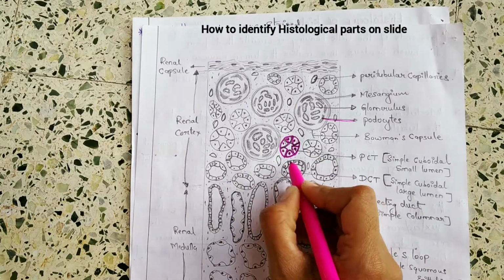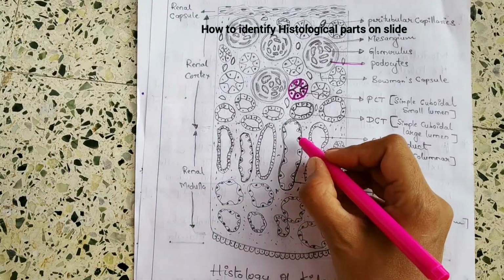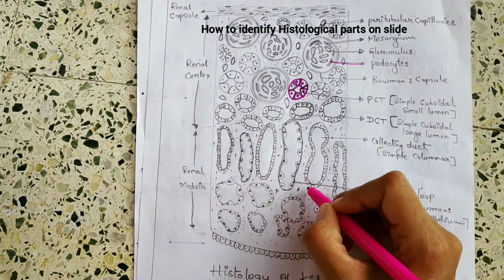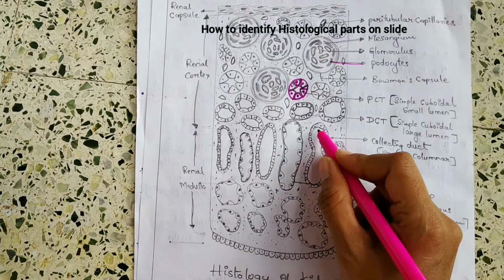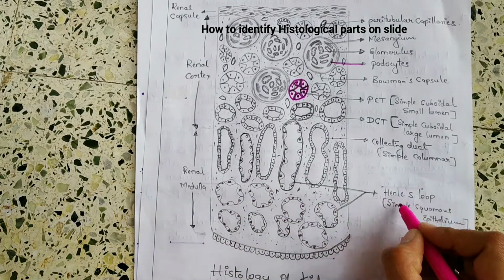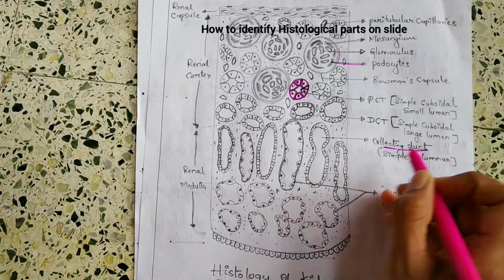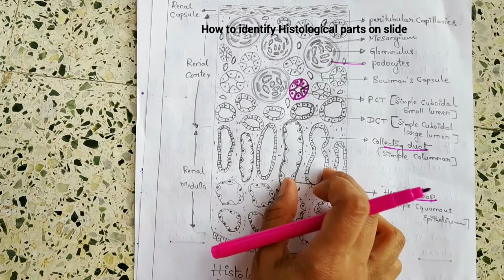So these cells you can find out, and also there will be long cells like this. So these long cells may be Henle's loop or the collecting duct, but in low magnification you can't identify.